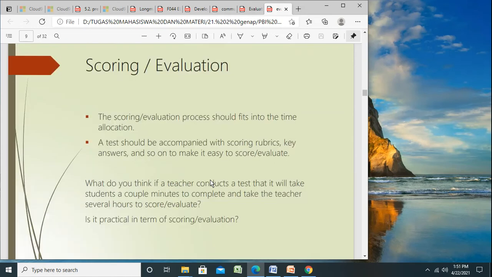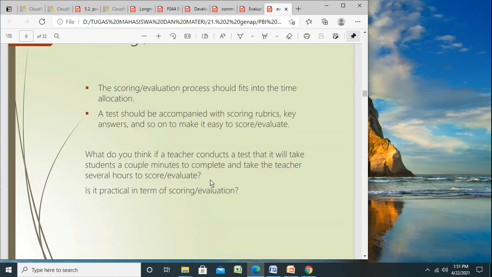And that is about scoring and evaluation. It's based on our theme today, that we are going to talk about evaluation. The scoring or the evaluation process should fit into the time allocation. So the test should be based on the schedule, on the time that you have arranged before. A test should be accompanied with scoring rubrics, key answers, and so on to make it easy to score and evaluate.